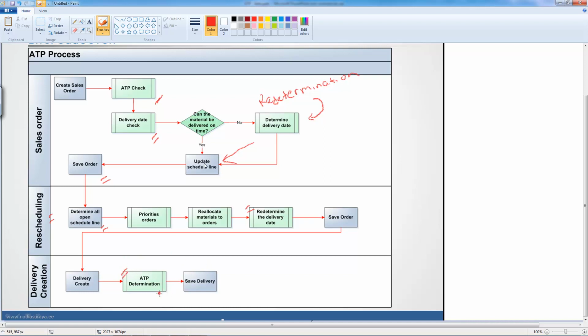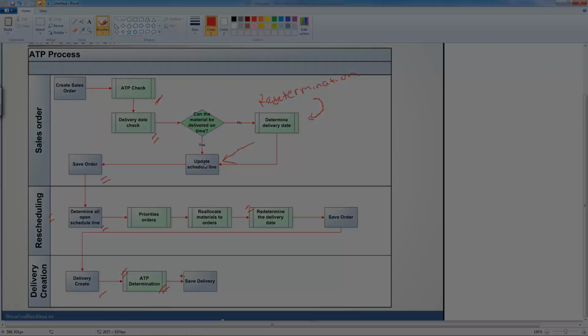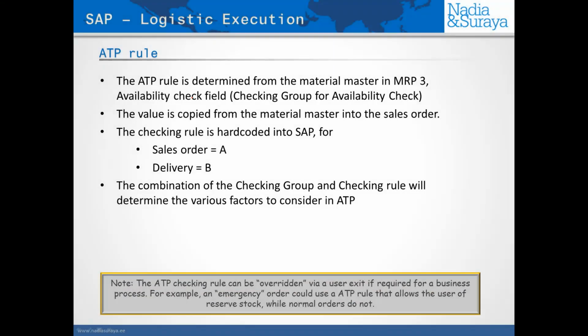We'll also look at how we do ATP at the delivery creation time, because obviously there might be a lag between the time you create the sales order and create the delivery. You might want to rerun ATP again when you create the delivery. We'll have a look at that also in this lecture. Having looked at the concept of ATP and how it works in our process, let's now have a look at how ATP will work in SAP.